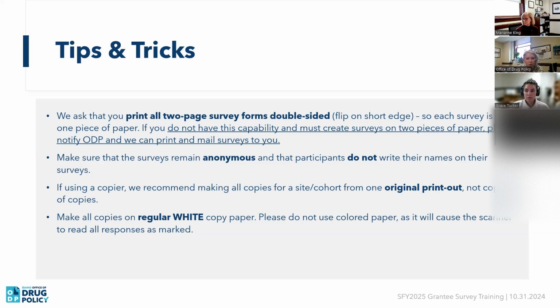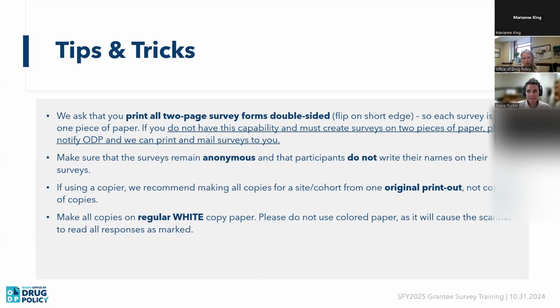So each survey fits on one piece of paper. If you do not have the capability to print double-sided, please let ODP know, and we can print off surveys for you and mail them to you. It gets very tricky if surveys are printed as 2 separate pieces of paper, because then it's very hard for ODP and our evaluator to track which front and back page of the surveys match.